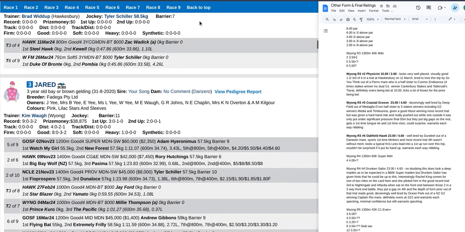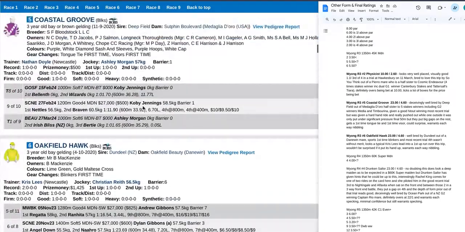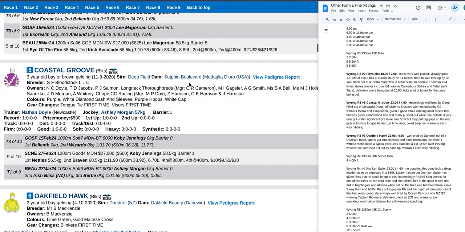Coastal Groove, the 5, which I had at 5.50, which is 1.75 lengths above par. Okay, so from that basis, if we go and have a look at Coastal Groove, once again, well bred by Deep Field out of a Medaglia d'Oro mare. Nathan Doyle trains, came out and won this trial on the Beaumont track, was pushed out to do so, put a big margin to the rest. How much scope has it got off the back of that? Tongue tie first time, visor first time, draws a 1 alley. A lot of positives about something that's going to be $23, $4.60. I've rated at 1.75 lengths above par, with a question mark, because I'm not sure how much. To the eye, the trial win only looked above average. To the margins, it looked clearly above average.